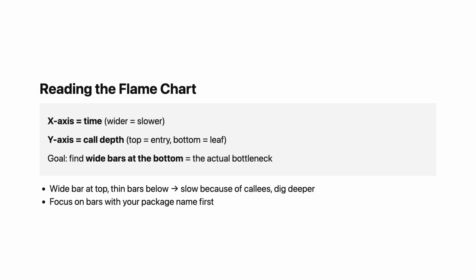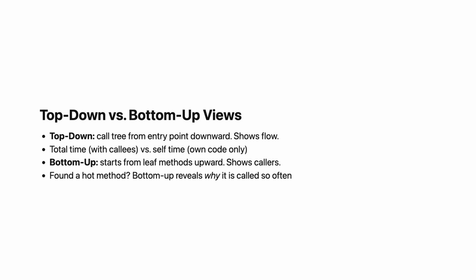Besides the flame chart, Android Studio offers two other views that are incredibly useful. The top-down view shows you the call tree starting from the entry point. It is great for understanding the flow. This method called that method, which called this other method, and that is where the time went. You can see the total time and self-time for each method. Total time includes all callees. Self-time is just that method's own code. If a method has high total time but low self-time, the bottleneck is in something it calls.